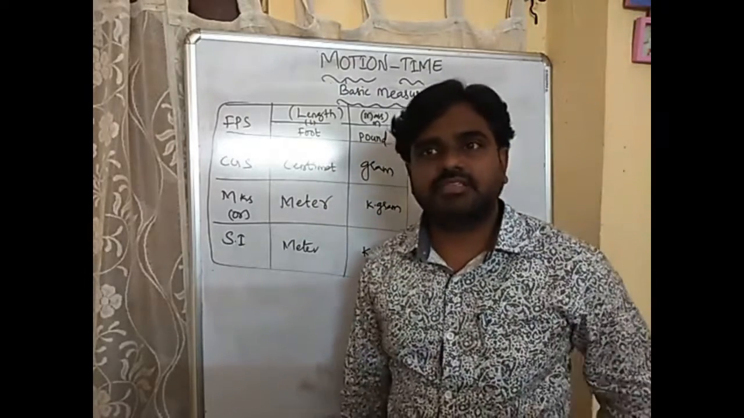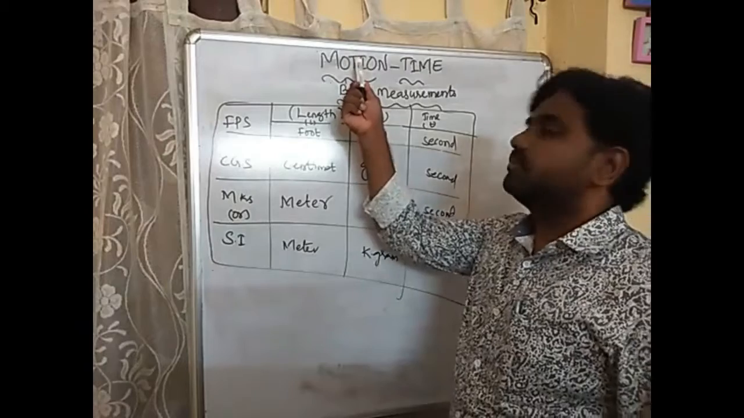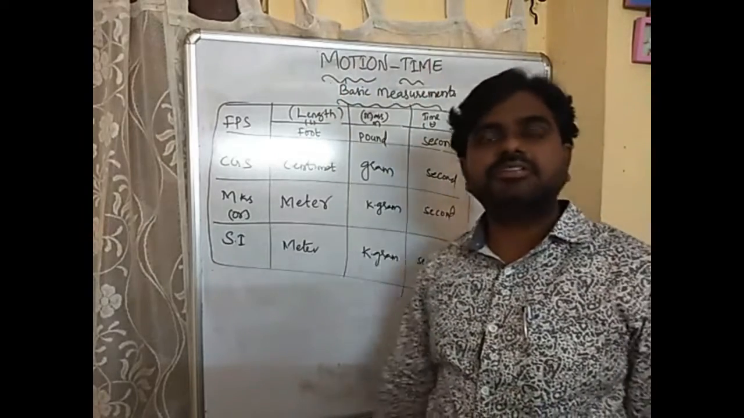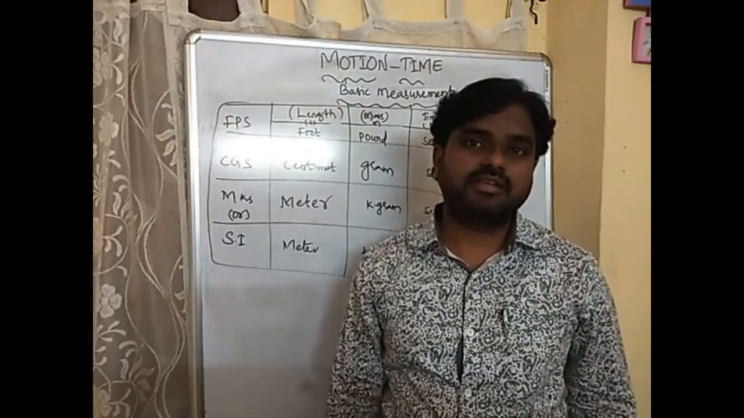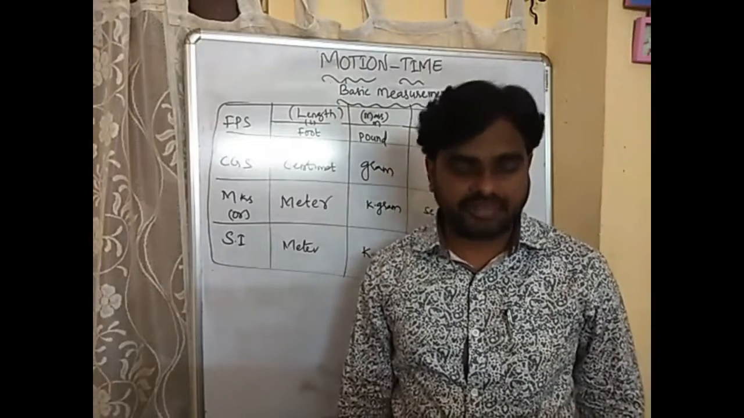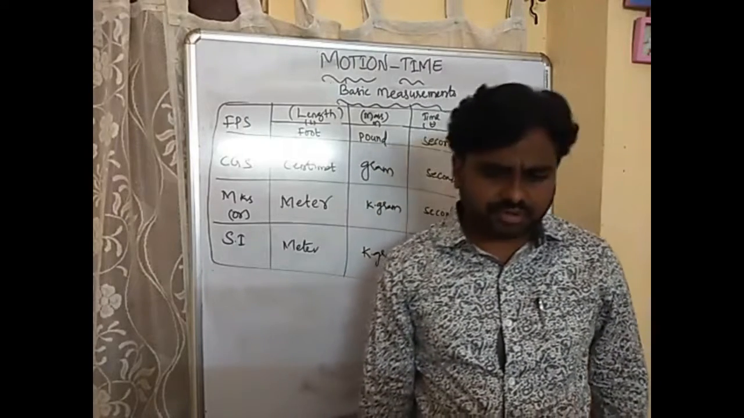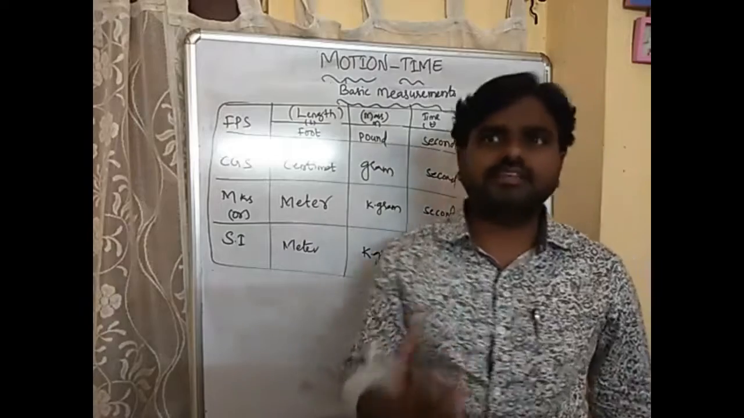And in the last two classes we might have seen about motion as well as time, their units, types of motions, their examples, speed, distance and time, their units and examples. So today I would like to give you basic information.